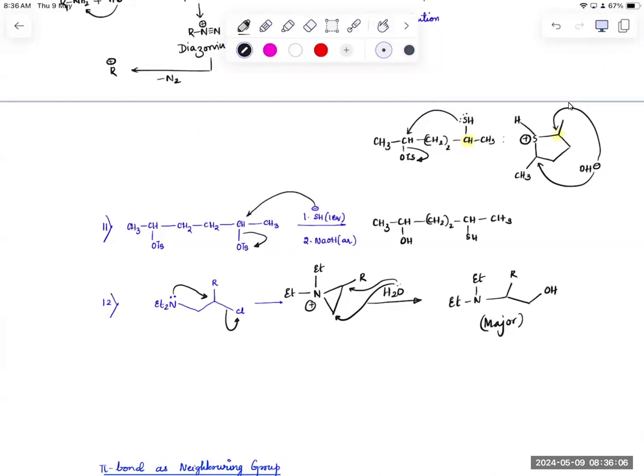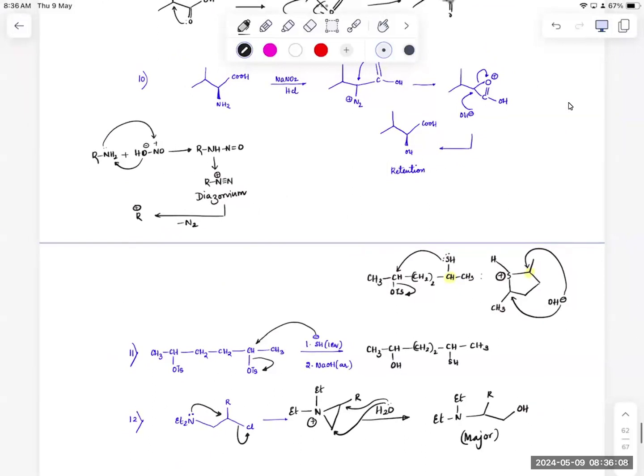Everybody make a note. Recognizing NGP is important. Where exactly it is happening is important.